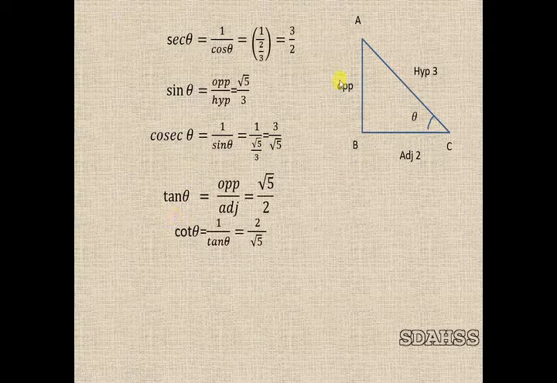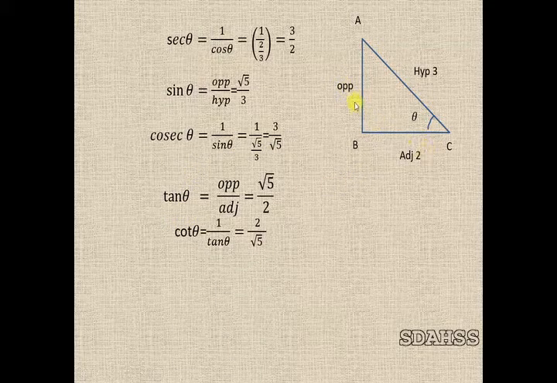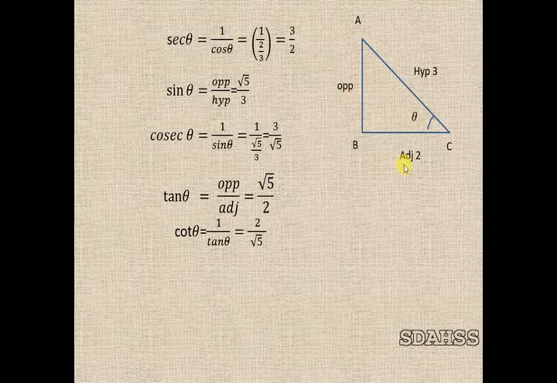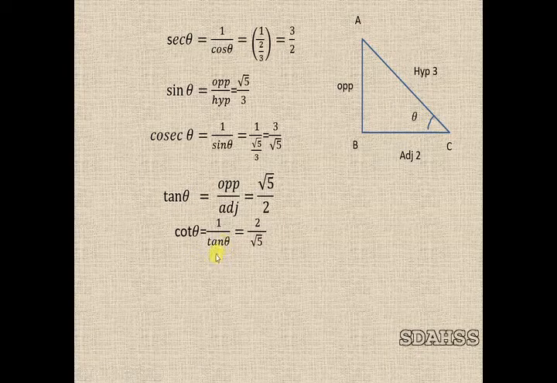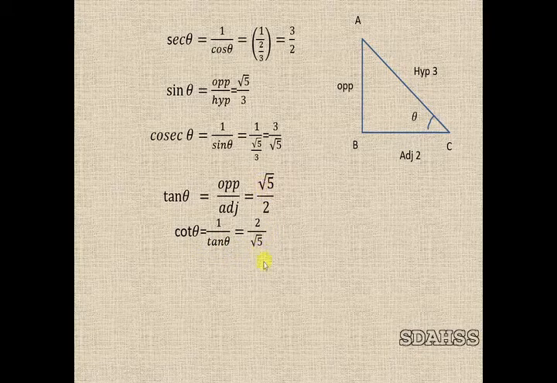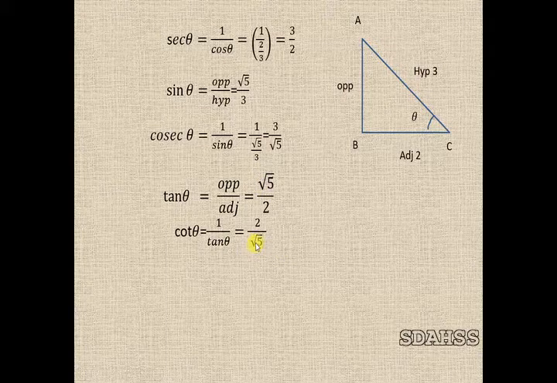Then tan theta. Tan theta means opposite by adjacent. The opposite side is root 5. The adjacent side is 2. So root 5 by 2. Then cot theta. Cot theta means 1 by tan theta, which is equal to 1 by root 5 by 2. Then take reciprocal. So you have 2 by root 5.